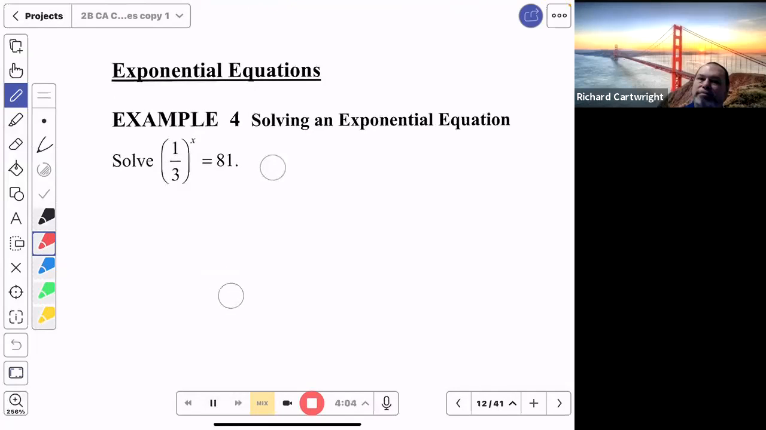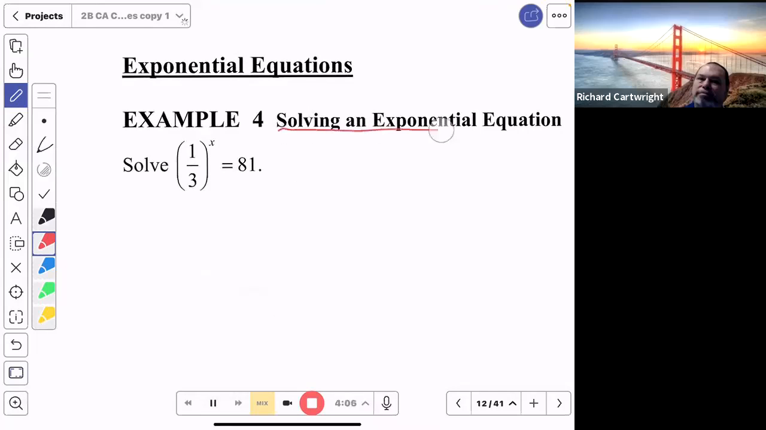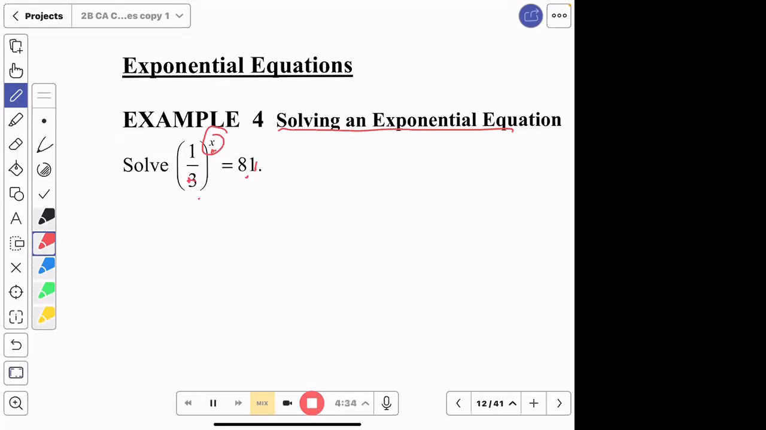Okay, we need to solve this equation. You got (1/3)^x equals 81. So the hard part is, oh, I know, I must have skipped this in the other class. I want to find the number x. Well, how can a fraction become a whole number? Think about it. If it's negative, yeah, if it's negative.